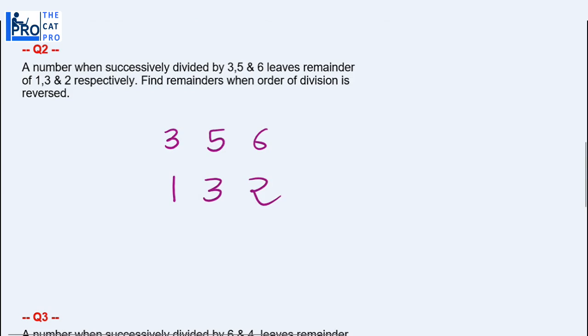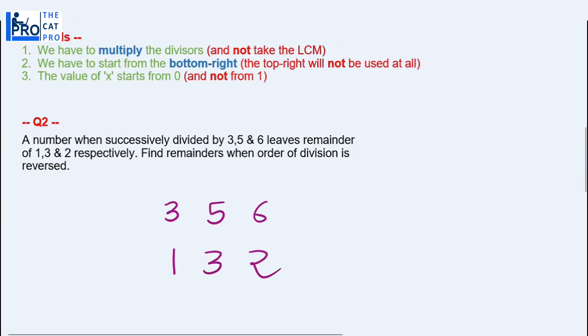So first of all we will have to find the general form of the number. So what is our first thing? We have to multiply and not see LCM. Here if we take the LCM, the answer will be different. So here the LCM will be 30, but we are not going to take the LCM, we are going to multiply. So 3 into 5 is 15, 15 into 6 is 90, right? So this will be 90x plus something.